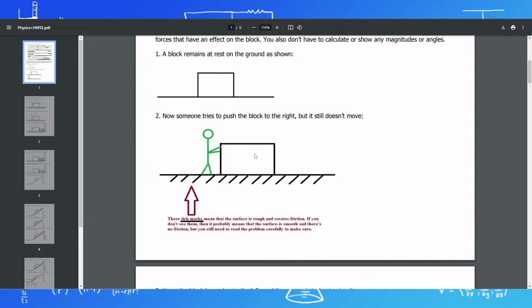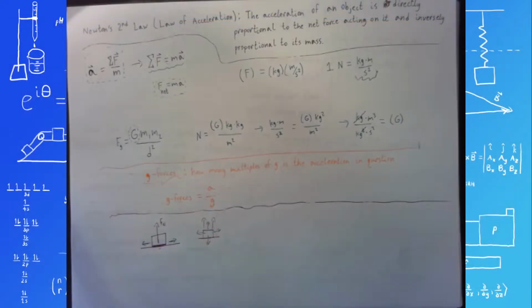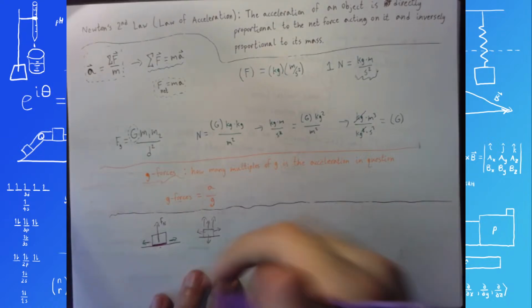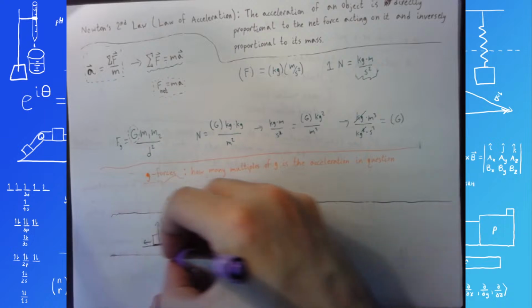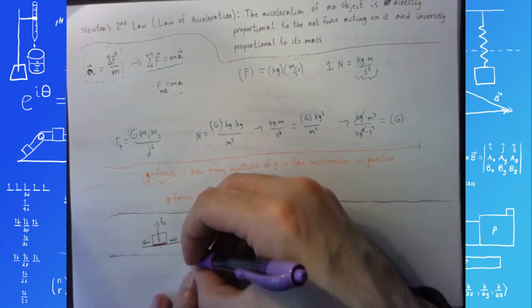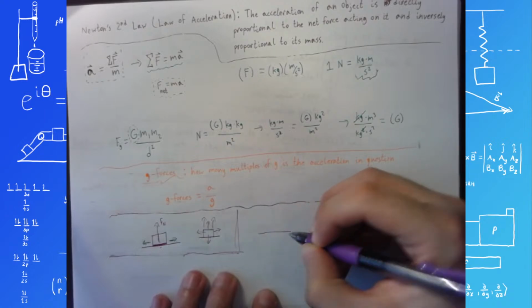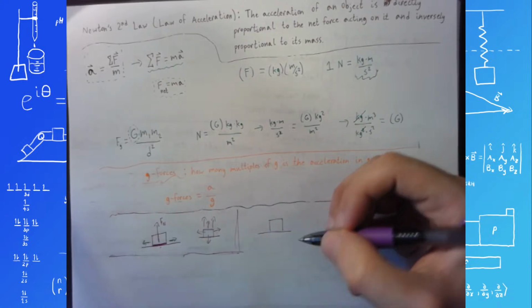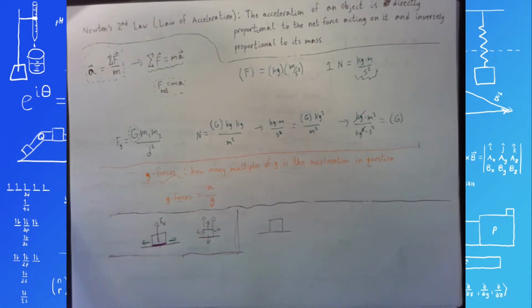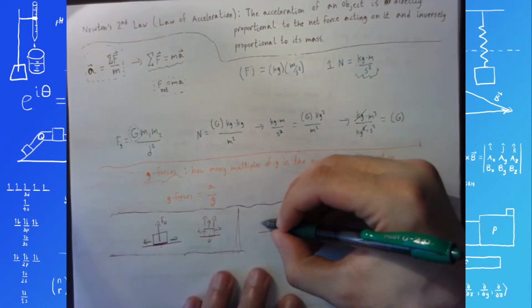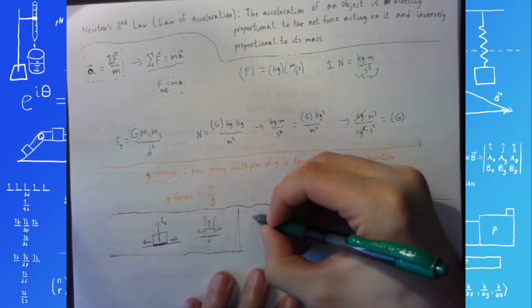Anyway, someone tries to push the block to the right, but it still doesn't move. So how does this differ from the diagram we had for number 1? I'm going to switch back to the camera, and let's have a look at that one. Okay, so we've got a person pushing the block. Well, that means that there's some sort of intentional application of force. So this is what I would call an applied force.